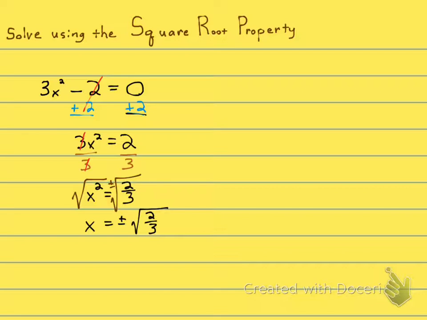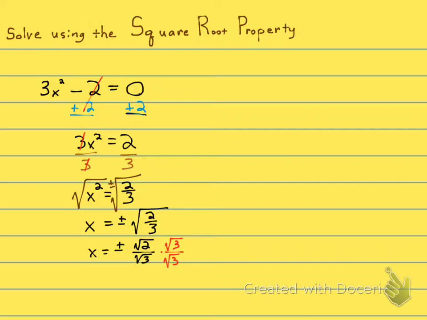Now, you have gotten your x by itself, but you can never leave a denominator under a radical, okay? You can't leave a radical in the denominator. Let me rewrite this so you can see what that looks like. If I split it up, it would be square root of 2 over square root of 3. So you can't have a denominator with a radical. And do you remember what we do to get rid of that? We have to do something called rationalizing the denominator. So we will multiply top and bottom by square root of 3 over square root of 3.